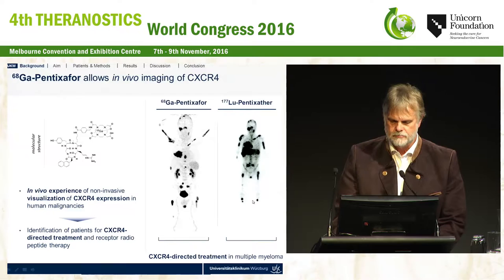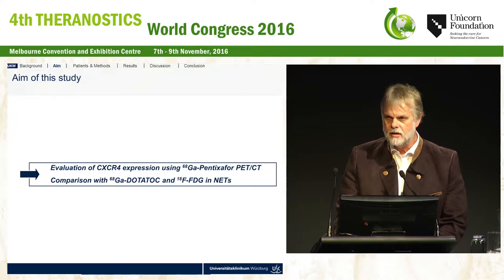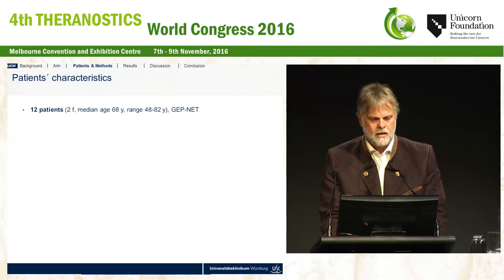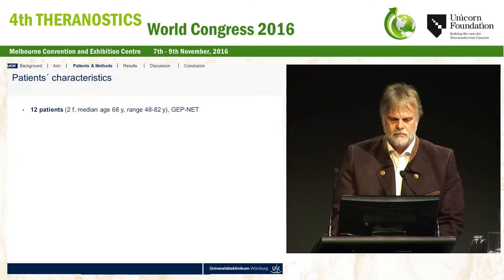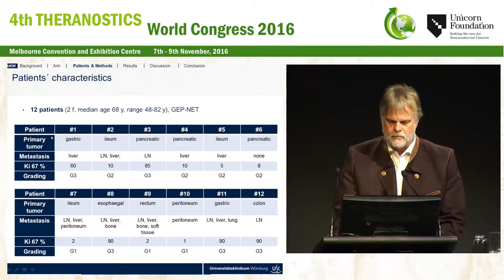So the question was, can we evaluate the CXCR4 expression with pentixafor PET/CT and compare it with gallium DOTATOC and FDG in neuroendocrine tumors? And what is the difference? What can we learn about that? In this study, 12 patients were included, 2 females, the rest males, mean age 68, mostly GEP-NET tumors. Here you can see the demographics of the patients. You had some patients with grade 1, grade 2 and 3, so it was a mix of patients.